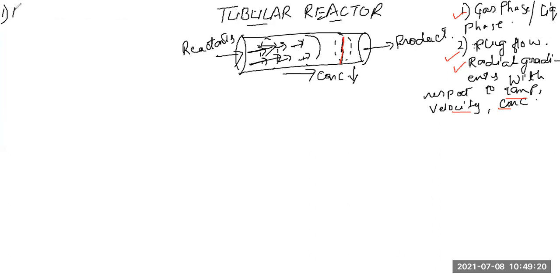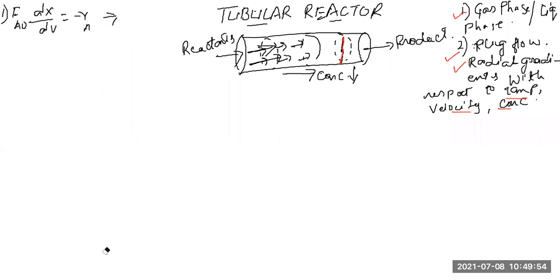The differential form was FA0 dX/dV equals minus RA. We derived this from the mole balance equation. We have done this in chapter 7. And this equation, the differential form of the design equation, is used when there is pressure drop in the reactor.